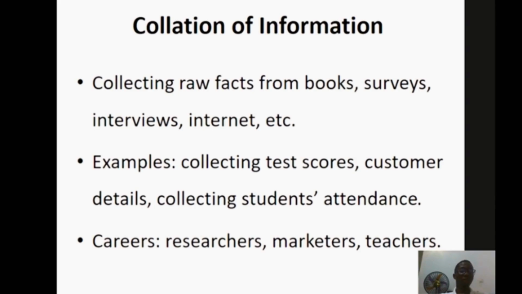So collation is where you collect the raw facts. Examples: collecting test scores, customer details, collecting students' attendance. That is when it comes to teachers. So who are the people that actually collect information? We have the researchers. In order for you to do research, you have to have information. The marketers, in order for them to make good sales, need to collect data. Then teachers too, they need to collect the attendance of students. They need to collect the information.